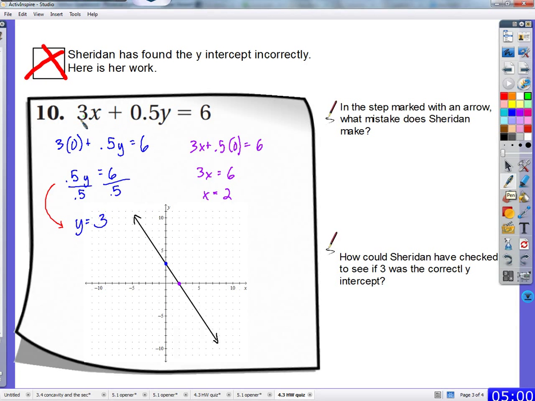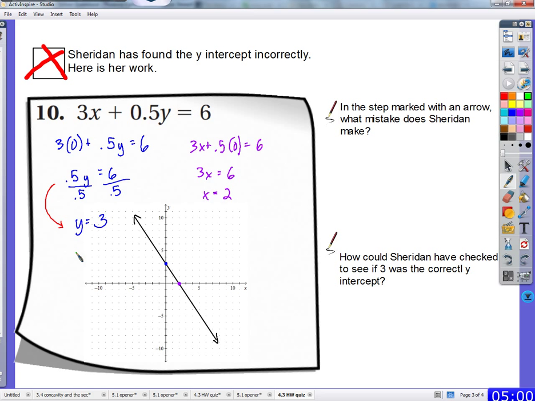So we see 0 plugging in for x. We get 0.5y equals 6. Divide both sides by 0.5 and come out with 3. So is that right? No. What should it be? 12. 6 divided by a half should be 12.